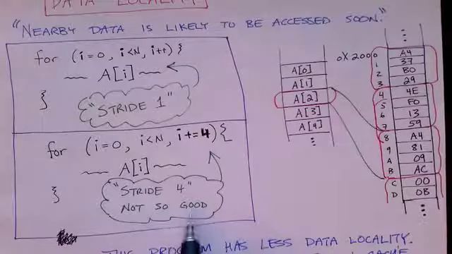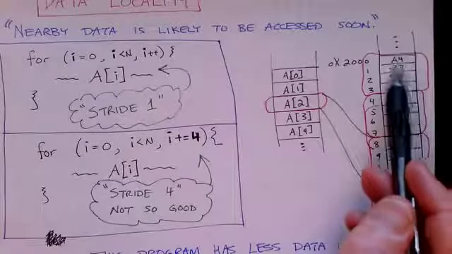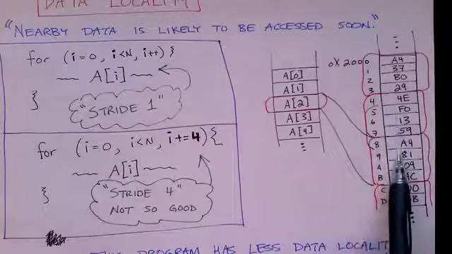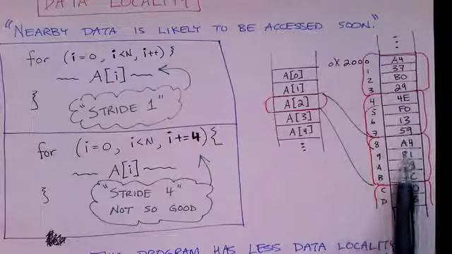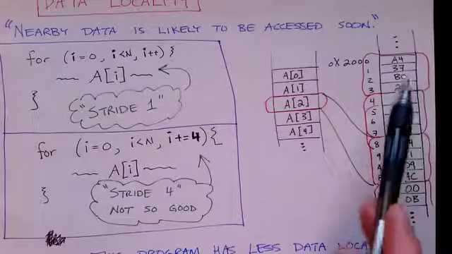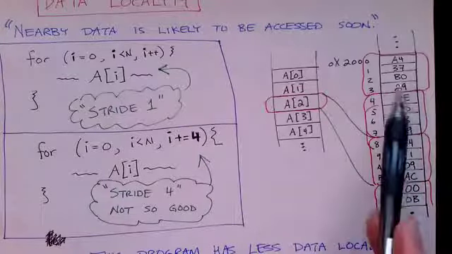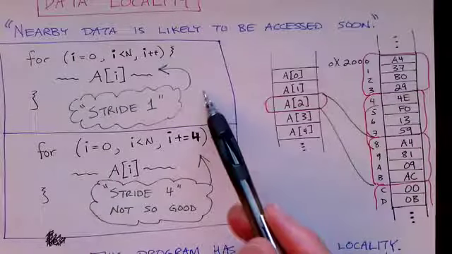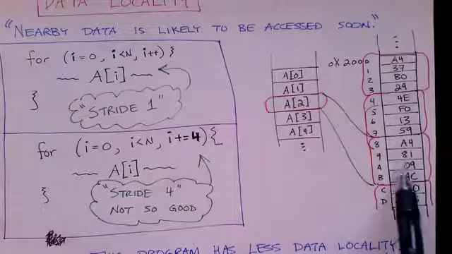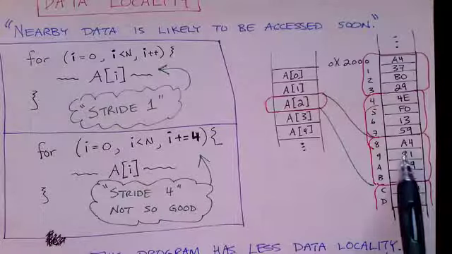It's not so good. With a stride of 1, when we bring in these 4 bytes to access the first element, it's likely we'll bring in the nearby bytes for maybe elements 1 and 2 and maybe 3. And since we're going through the program with stride 1 in this first program, we're going to have a lot more hits where the data that we want has already been loaded into the cache.